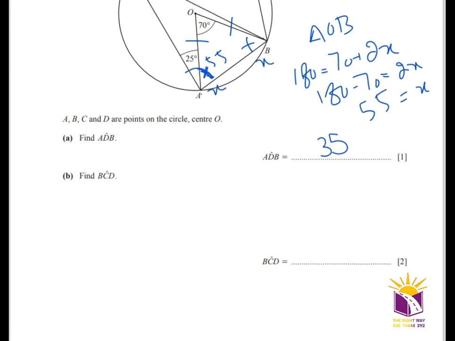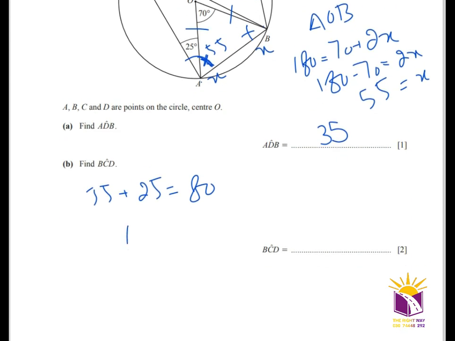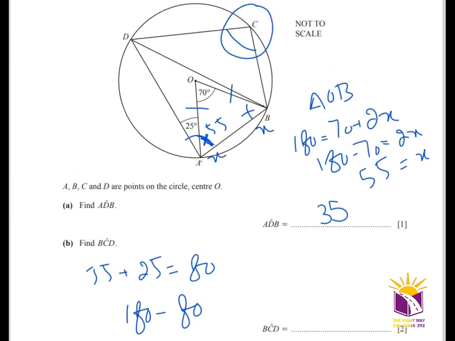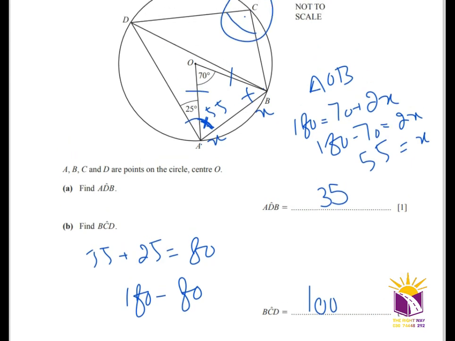Now 55 plus 25 will be equal to 80. Now you have to find this angle C, which will be equal to 180 minus 80, because opposite angles of a quadrilateral add up to 180. So your angle will be equal to 100. So BCD is equal to 100.